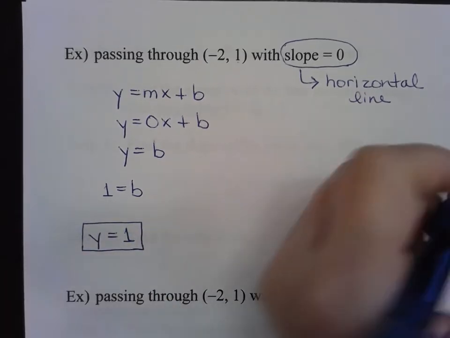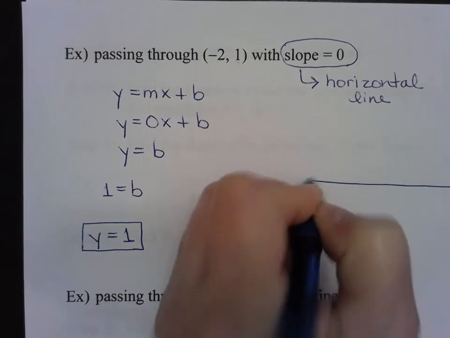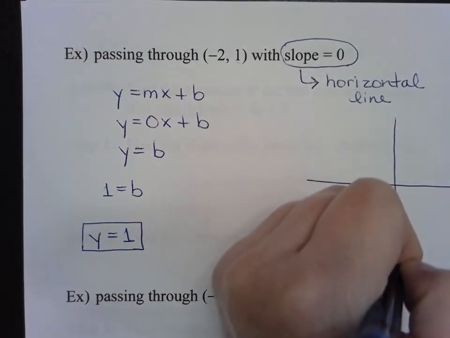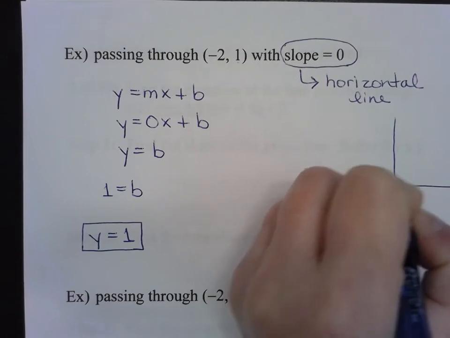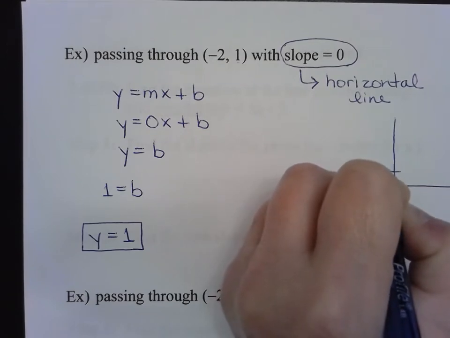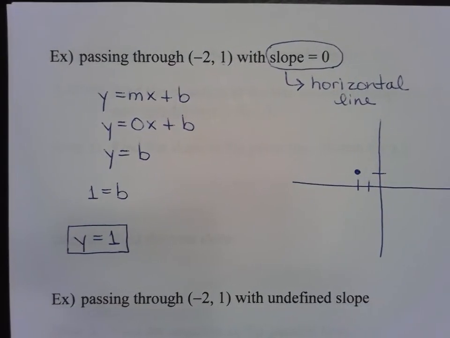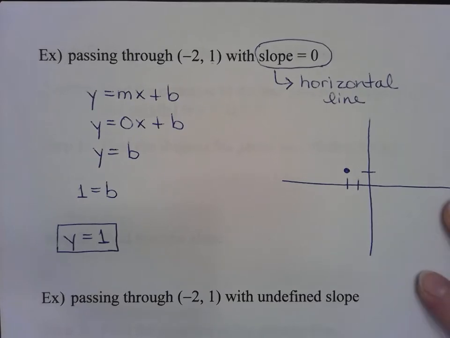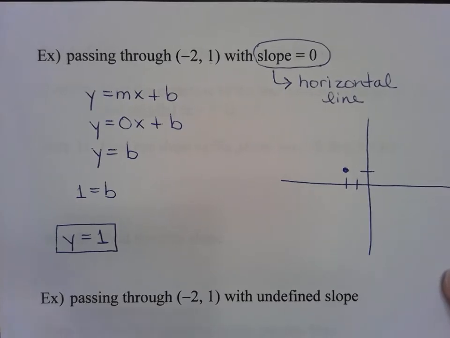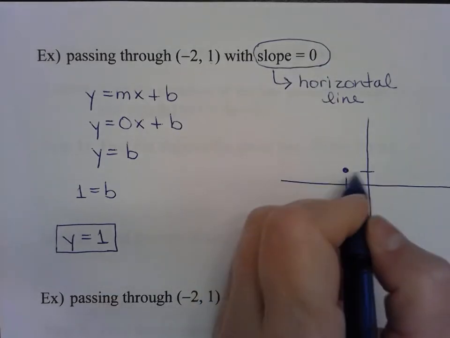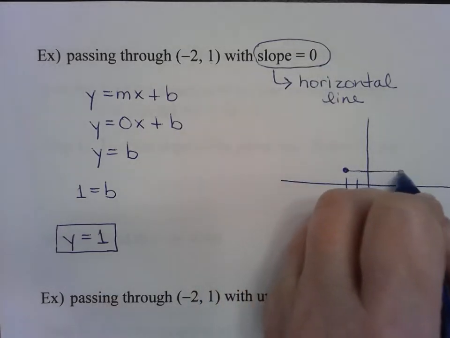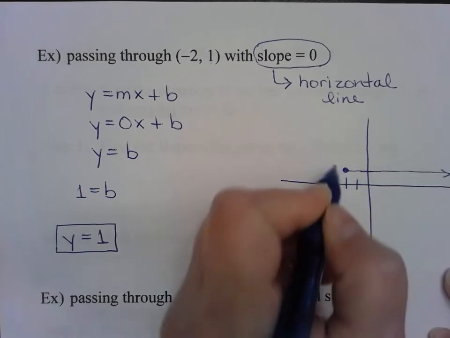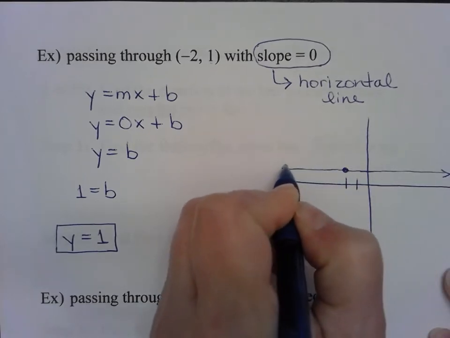Right, let me draw this in a picture for you, and I think it'll make a little bit more sense. So here's our point, (-2, 1). We want to come up with an equation, or maybe we want to just get a visual picture of a horizontal line or a line with slope 0 that goes through this point. So since it's flat, there's no increase. As I run, I do not rise, right?